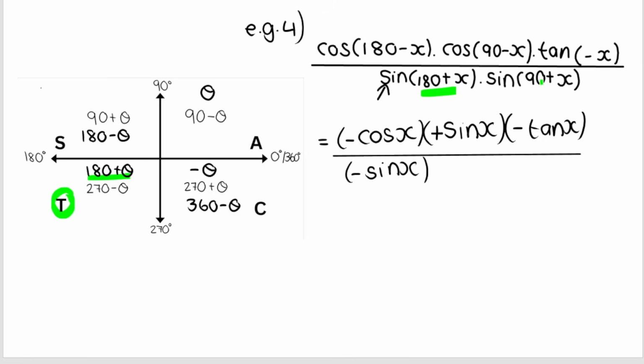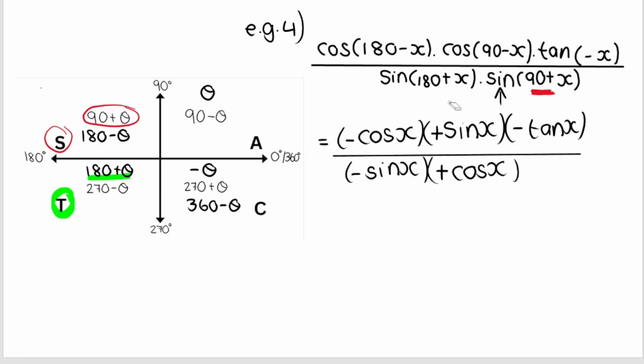And then sin of 90 plus x. As soon as you see the 90, you know it's co-functions, co-ratios. So 90 plus is in this quadrant over here, where sin is positive. And my original ratio is a sin, so my answer is going to be positive, but because it's a 90, I have to change it from a sin to a cos, like that.